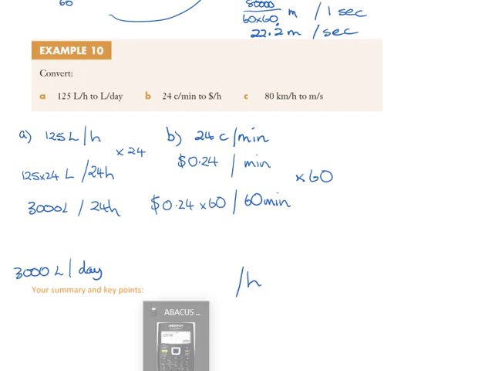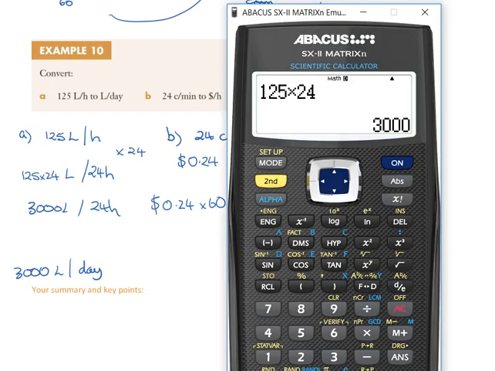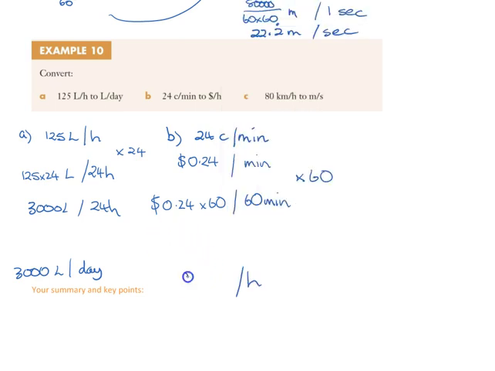Let's go to the calculator. This time we want 0.24 dollars times 60, and that is equal to $14.40. So we've got $14.40 per hour.